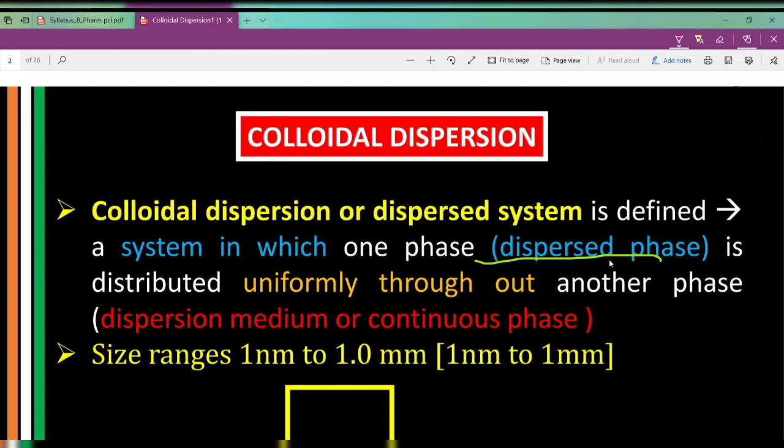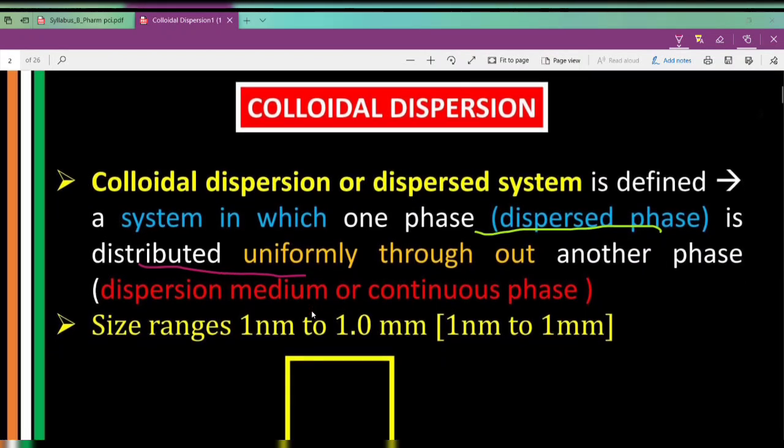So you can see that the dispersed phase is distributed uniformly throughout another phase, called the dispersion media. A solution is not a heterogeneous mixture. Here the solute and solvent you cannot observe separately with the naked eye. But in a colloid, like any dispersed system, you can observe which one is the dispersed phase and which is the dispersion media. Obviously the dispersed phase is in a small proportion, and the dispersion media is in a large proportion. That is the basic thing you have to understand about colloids.